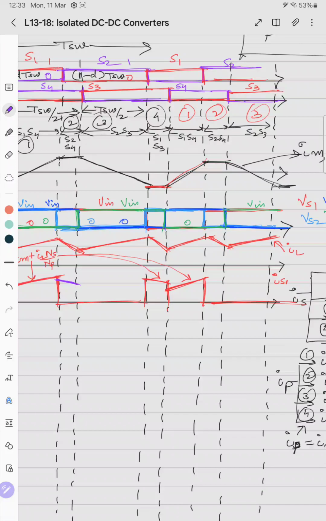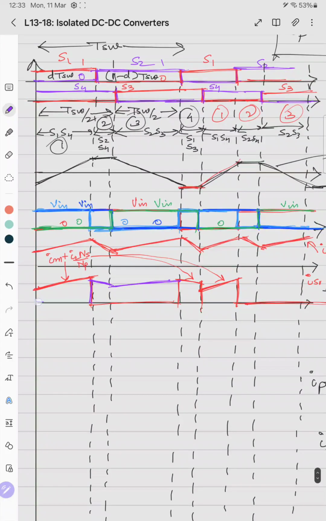So this plus this, and again this plus this. So I think this is almost compensated. Like this, it will be somewhat like this. This is what Im plus IL into Ns by N. Basically, we are adding the two waveforms Im and IL.